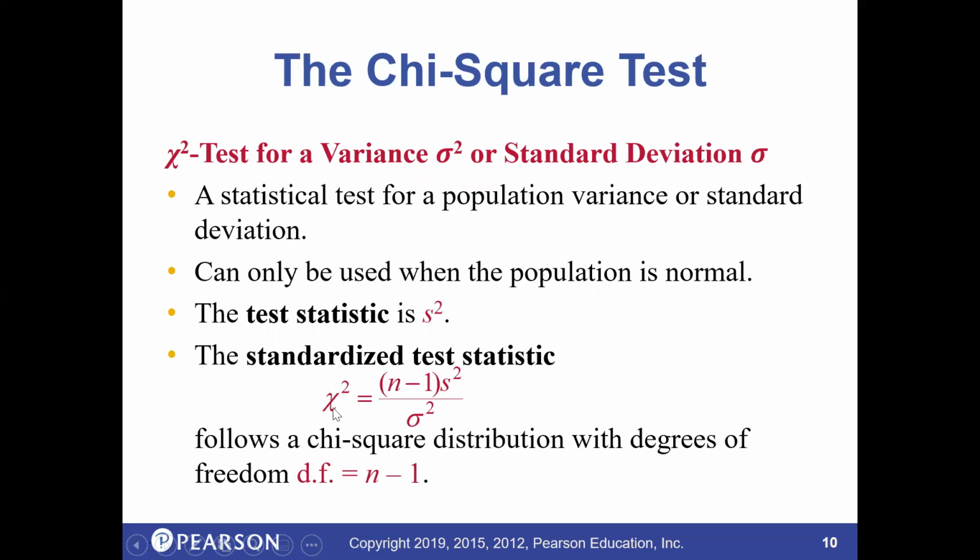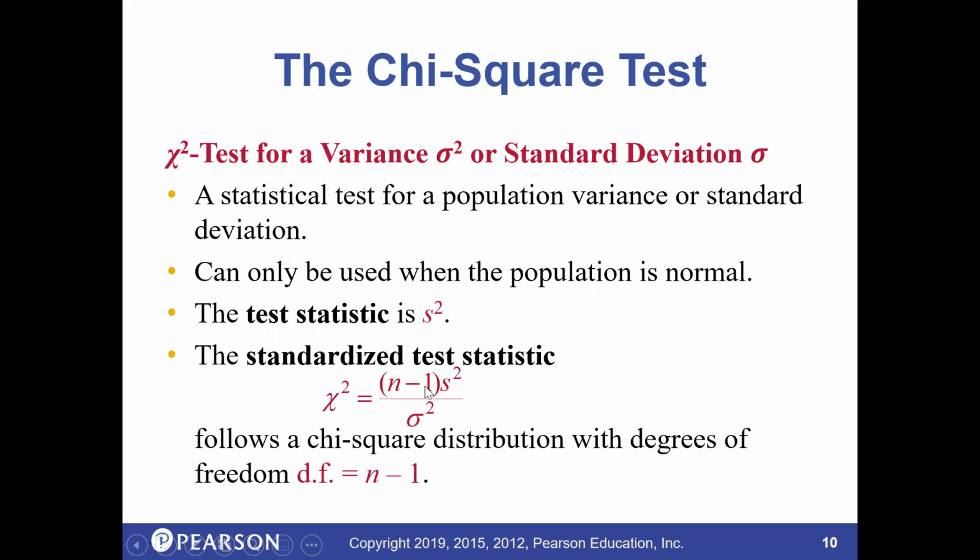So chi, make it like a capital X, but then kind of make it slanted a little bit. Kind of slant the X. It's not really an X. It's not a capital X either. It's a slanted Greek letter. So chi squared is your standardized test statistic.